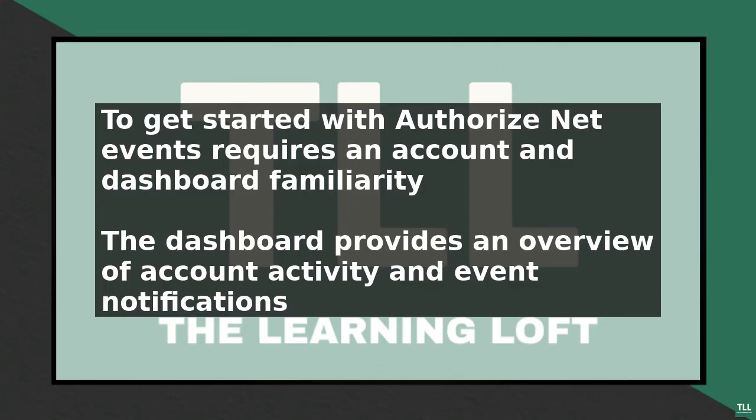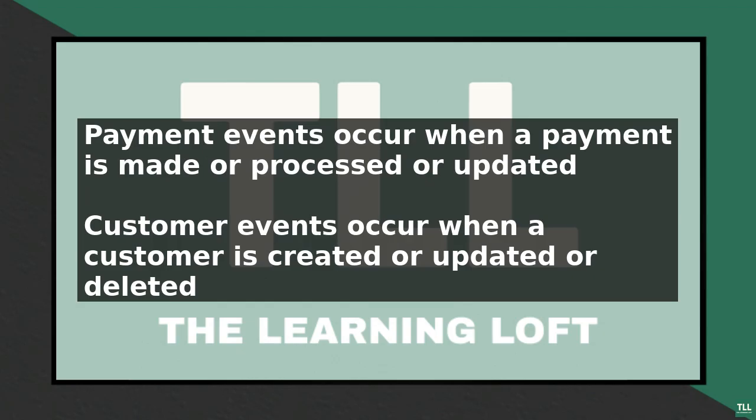To set up events in Authorize Net, you need to configure the event notifications in the Authorize Net dashboard. This involves specifying the types of events you want to receive notifications for and the URL where the notifications will be sent. You can also customize the event notifications to include specific information, such as the customer name and transaction amount. When an event occurs, Authorize Net sends a notification to the specified URL, which can be used to trigger a response, such as sending an email or updating a database.